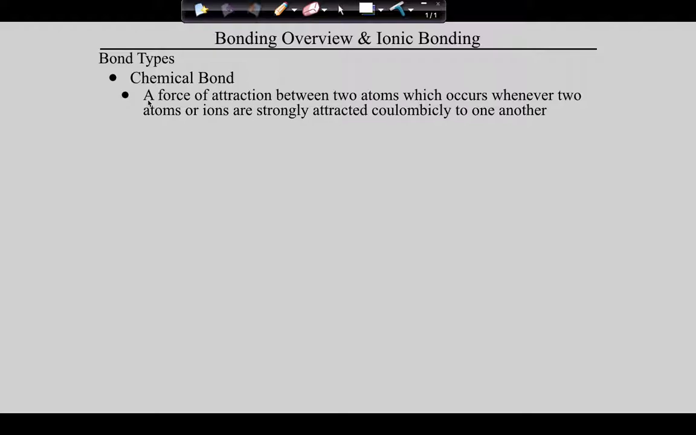This is one, there's many ways to say this. But guys, what I'd like to do is allow you the opportunity to write it down, but also the opportunity to see where your words fit into this model. So this is going to be our working definition. A chemical bond is a force of attraction between two atoms, which occurs when two atoms or ions are strongly attracted coulombically to each other.